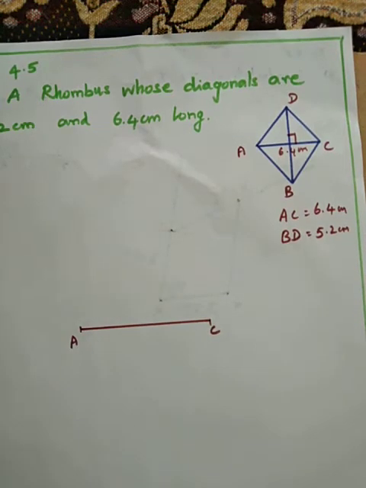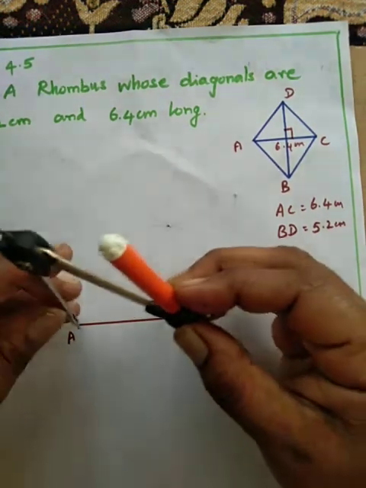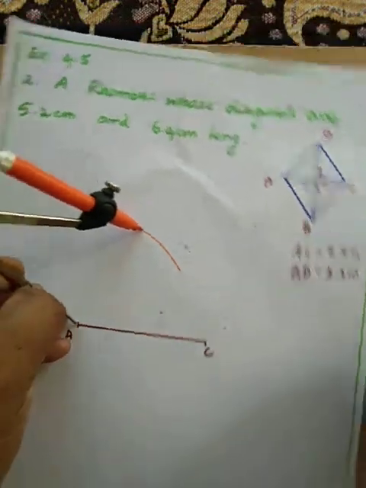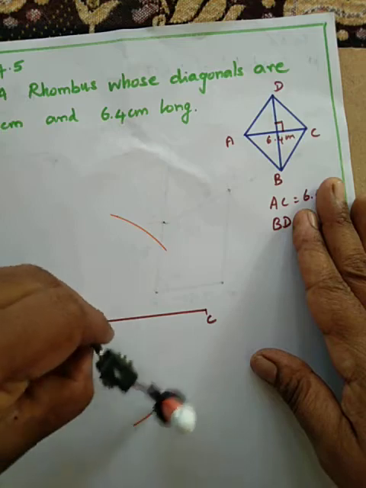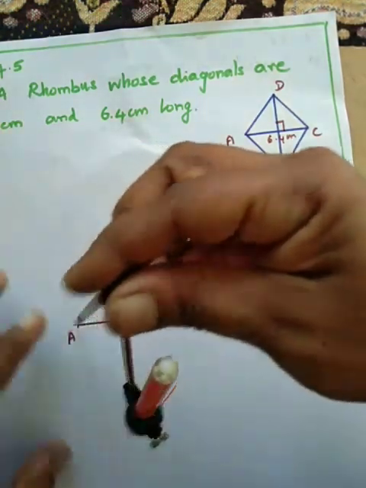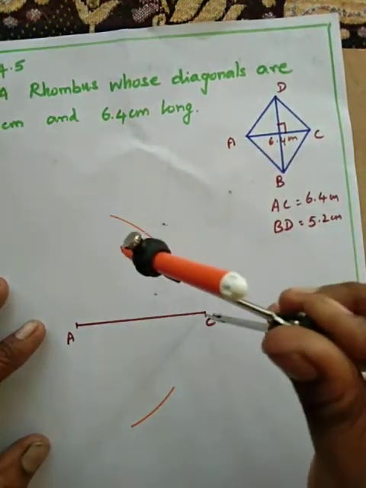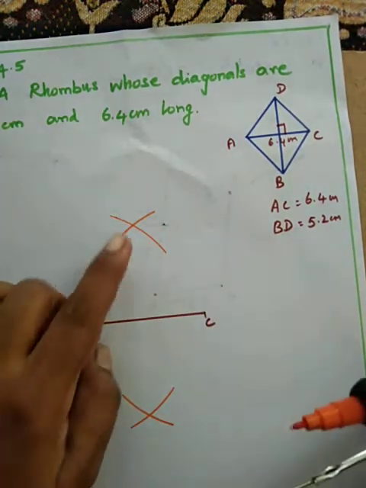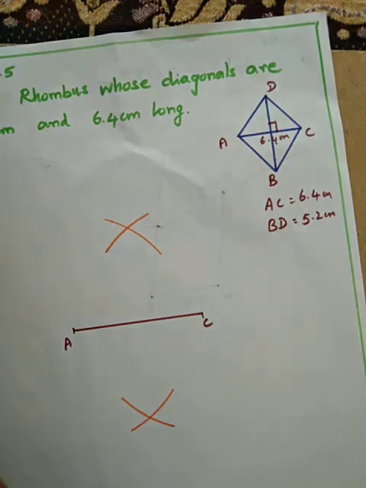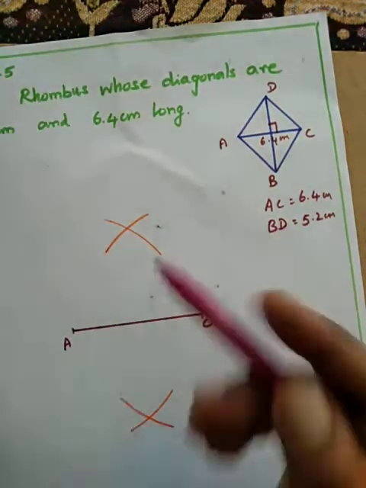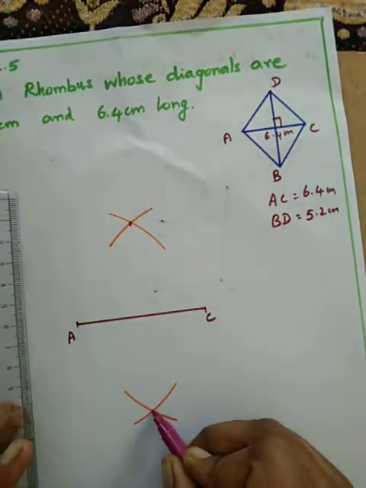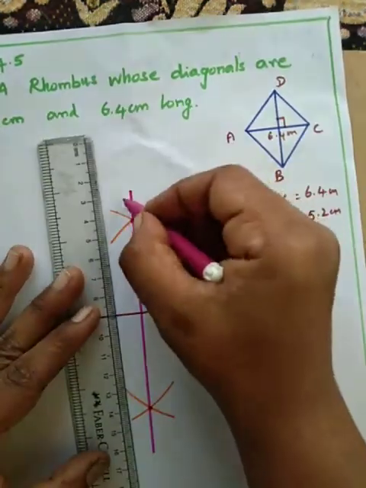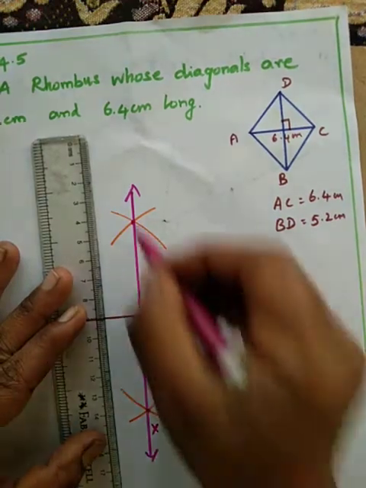So I am taking a compass more than half. You can take more than half, it's an eye measure. Cut two arcs like this, up and down for AC, and again without changing the compass, keep the compass needle at the point C, and cut the previous drawn arc like this. Now 4 arcs totally I have obtained, and this intersection point joined using the ruler. So this is the perpendicular bisector and I can mark it as XY.